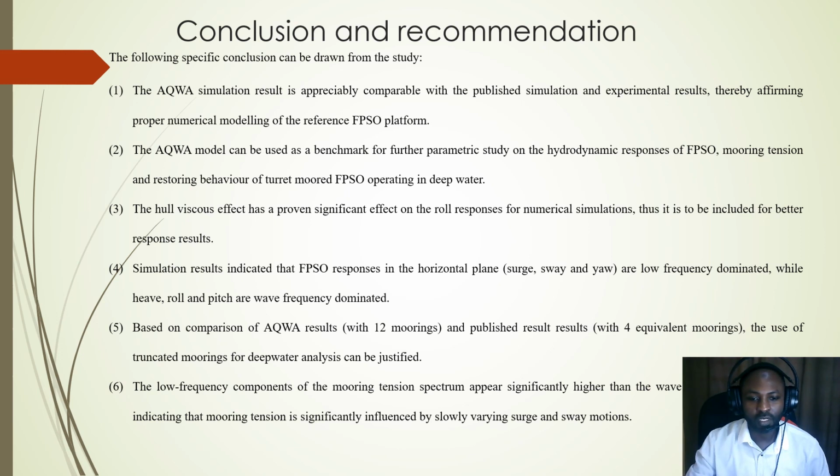Simulation results indicated that FPSO responses in the horizontal plane, that is the surge, sway, and yaw, are low frequency dominated, while heave, roll, and pitch are wave frequency dominated. Based on the comparison of Aqua results with 12 moorings against the established results with 4 equivalent mooring lines, the use of truncated moorings for deep water analysis can be justified. Then the low frequency component of the mooring tension spectrum appears significantly higher than the wave frequency component, thereby indicating that mooring tension is significantly influenced by slowly varying surge and sway motions.